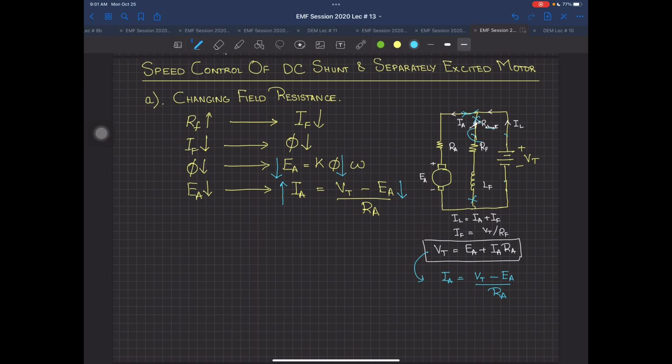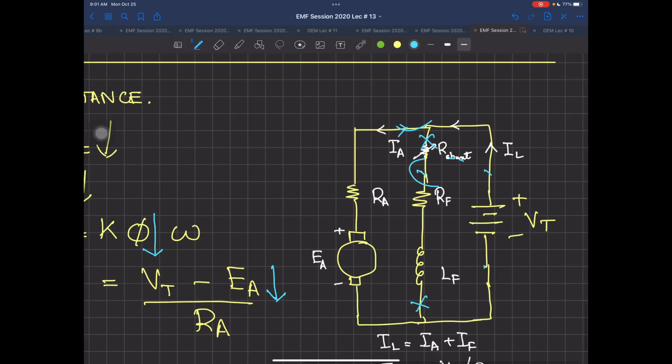The supply current is actually going to increase. Why? Because this IA is being provided from the supply. So what this means is that IL is actually increasing. And on the other side, your field current will remain the same. Why does it remain the same? Because this is connected across VT. VT is not changing, so the only thing that is changing is IA over there.